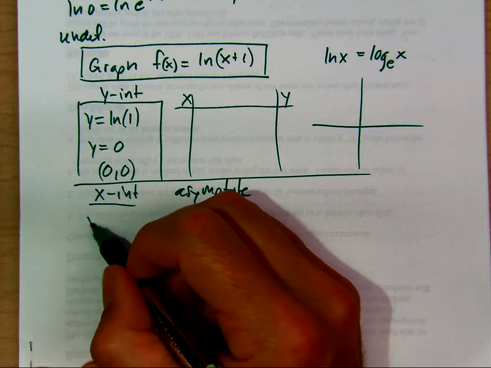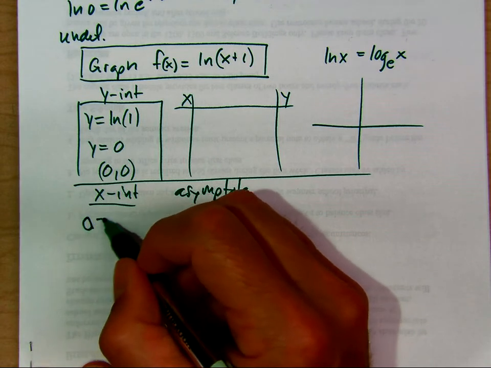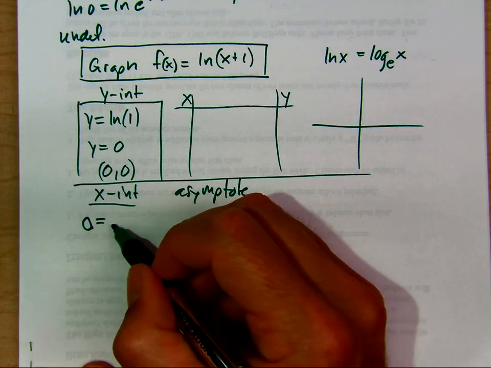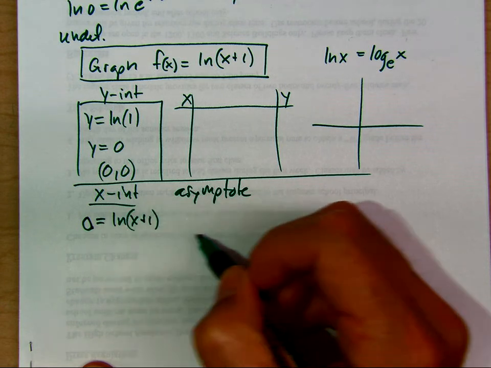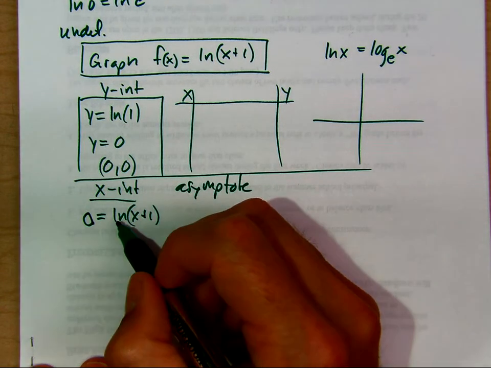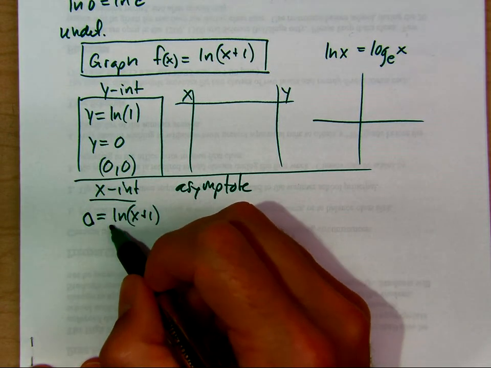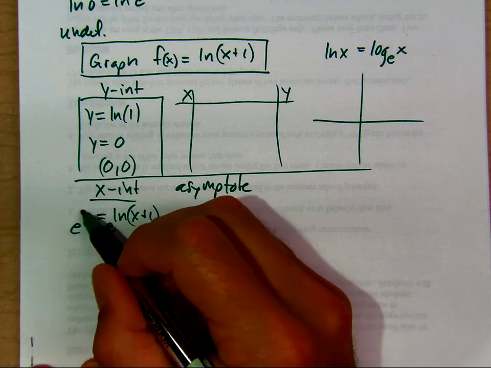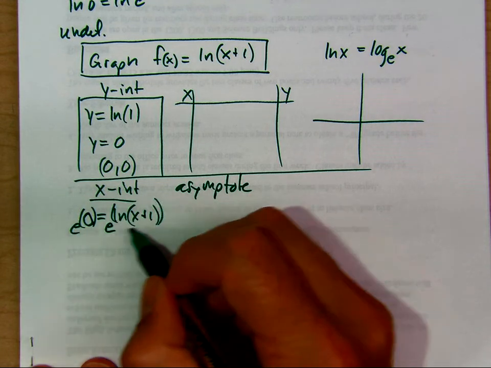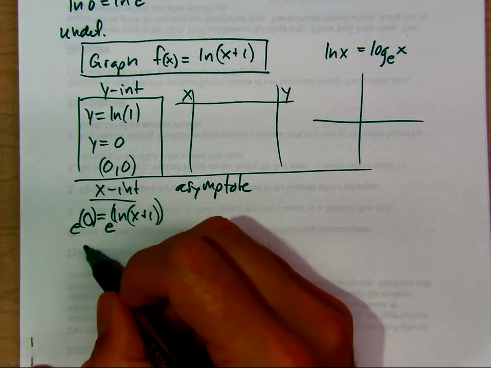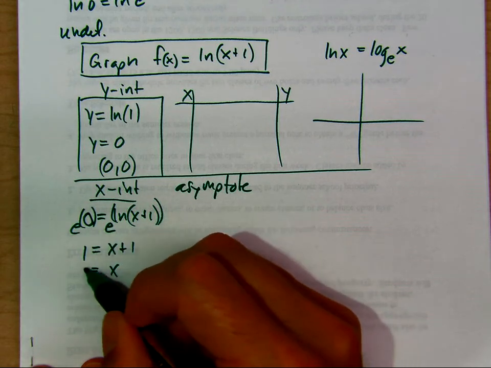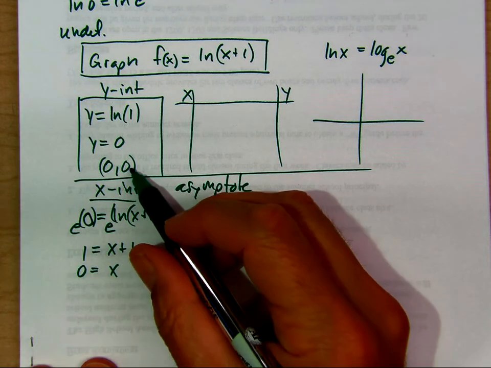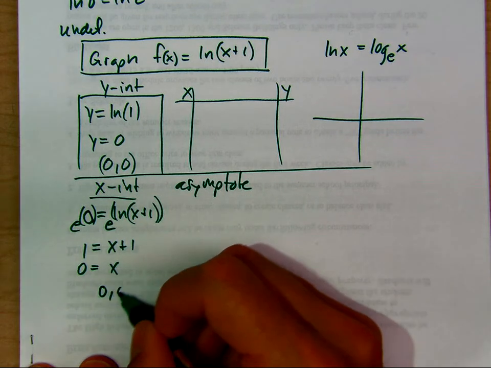X-intercept is when the y equals 0. Natural log x plus 1. And to cancel the natural log, we do the inverse of natural log, which is exponentiating with the base e. e to the 0 is 1, and that's going to be x equals 0, so we get 0, 0 for the x-intercept.